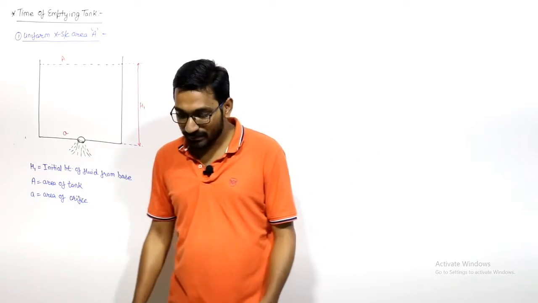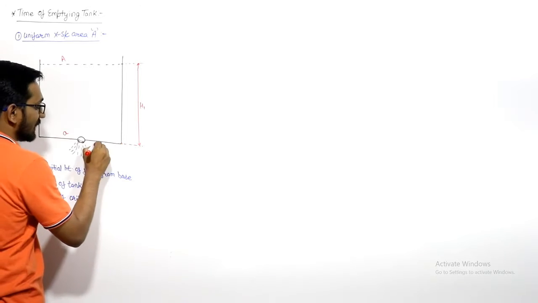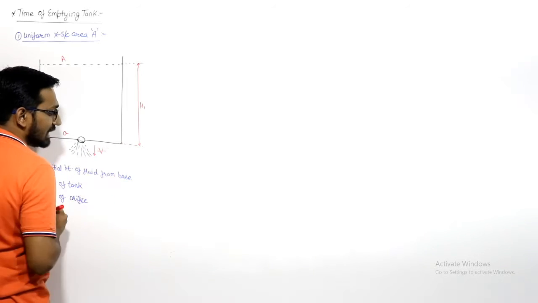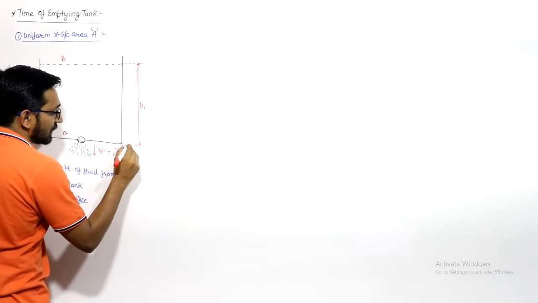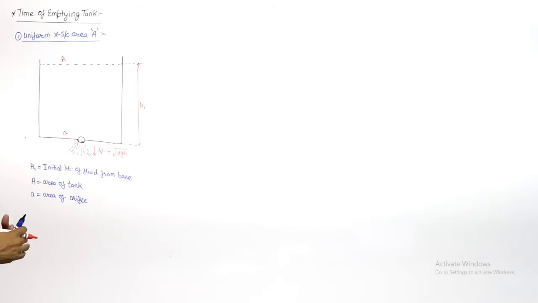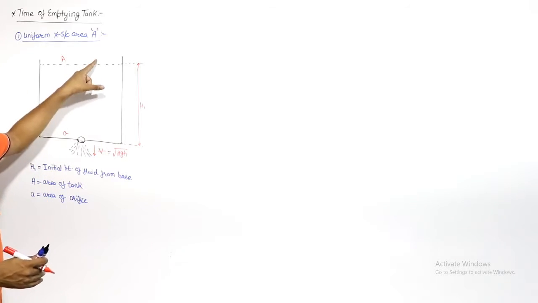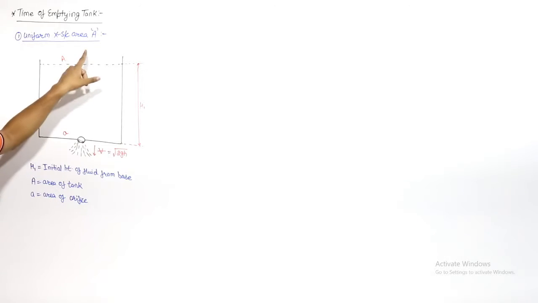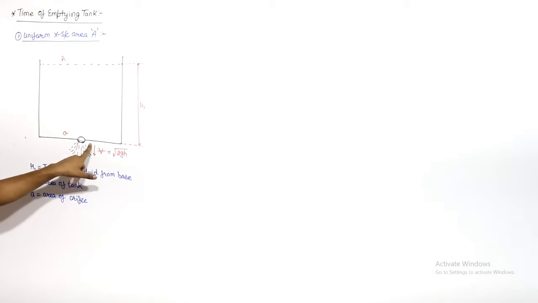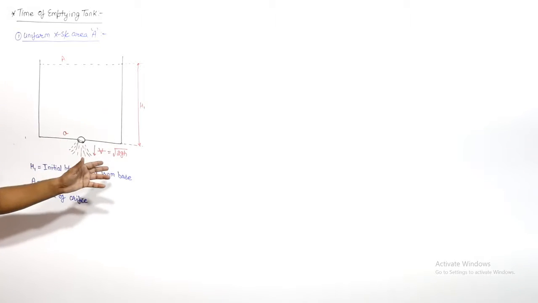Now we can say that at this orifice the fluid is coming out with velocity, let us say v, and that v will be equal to under root 2gh. We know this. How will we get this? You can apply the Bernoulli equation between this free surface and the exit of this orifice. Here the pressure is atmospheric, and here the pressure is also atmospheric, so the pressure terms will cancel out.